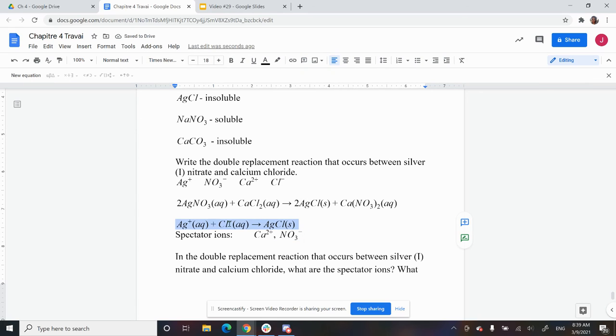So the net ionic equation handles whatever is insoluble in the product, and the spectator ion handles whatever is soluble in the product. Right, that is all for today's video.